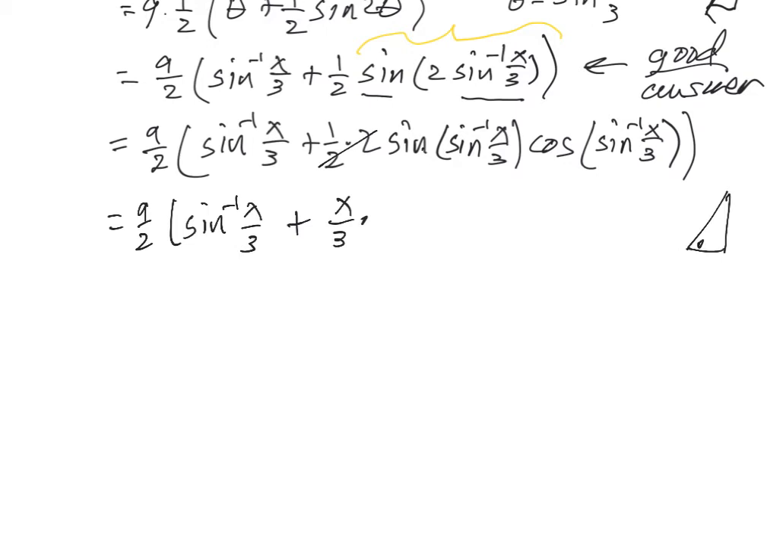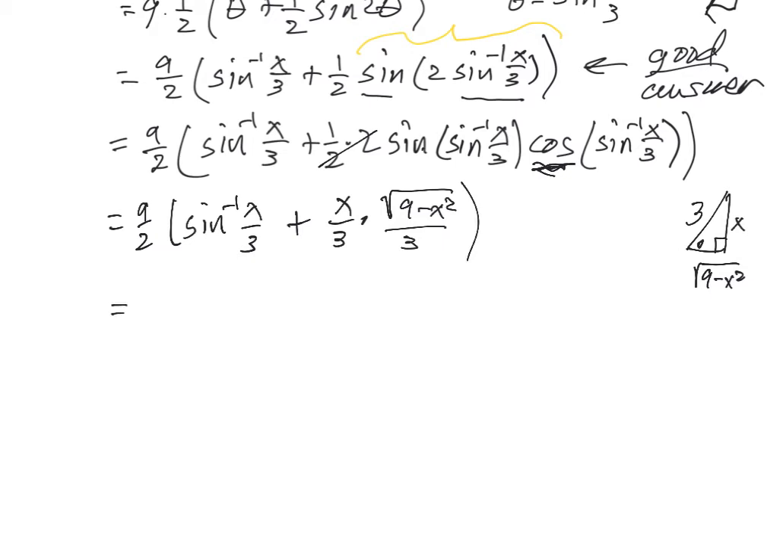So here's my angle. This is a right triangle. The sine of that angle is x over 3. Sine is opposite over hypotenuse. By Pythagorean theorem, the adjacent leg is going to be the square root of 9 minus x squared. And then notice we need the cosine. So we're going to take adjacent, square root of 9 minus x squared, over hypotenuse.